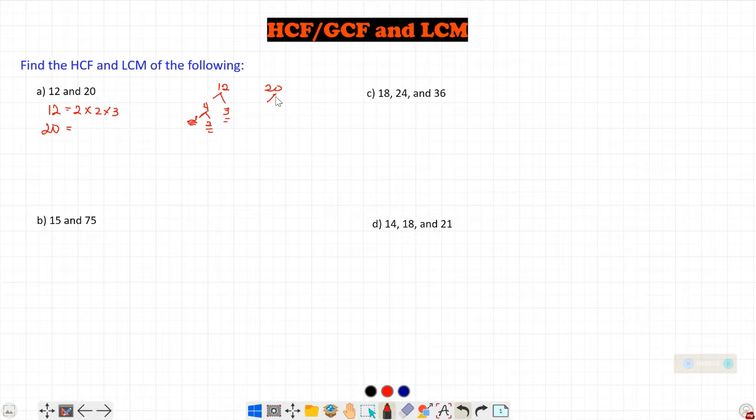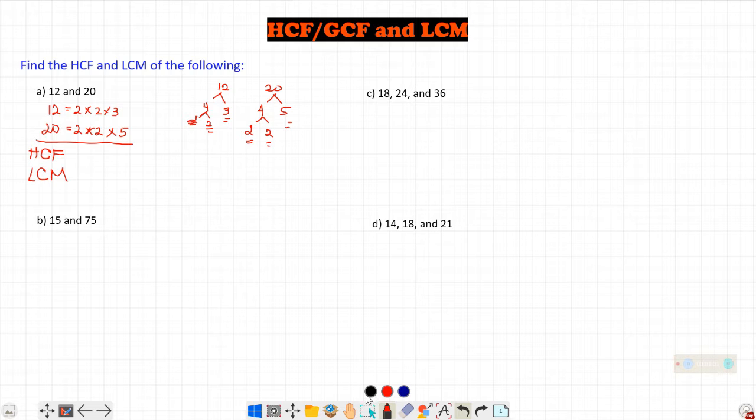And for 20, 4 times 5, and 4 can still be 2 times 2. So the prime factors of 20 are 2 times 2 times 5. Okay, now that we know the prime factors of both 12 and 20, we can now get the HCF and LCM.